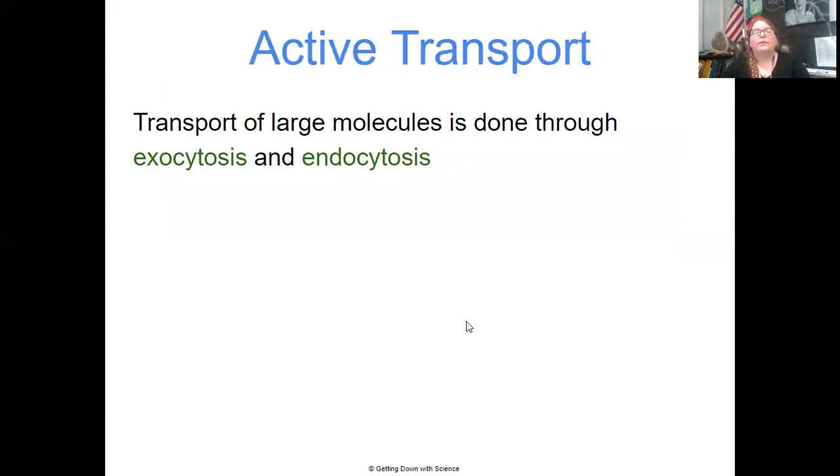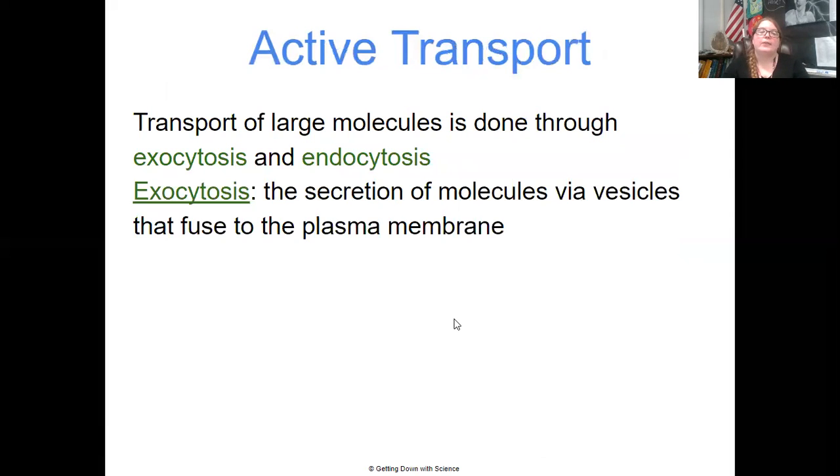Okay, so if I want to transport something big or a lot of something at one time, sometimes I can't mess around with pumps or hand-holding diffusion or any of that business. So we go to exocytosis and endocytosis. Exocytosis, EXO, means out. Like if I exit, I'm going out. So I am sending something or secreting it through vesicles.